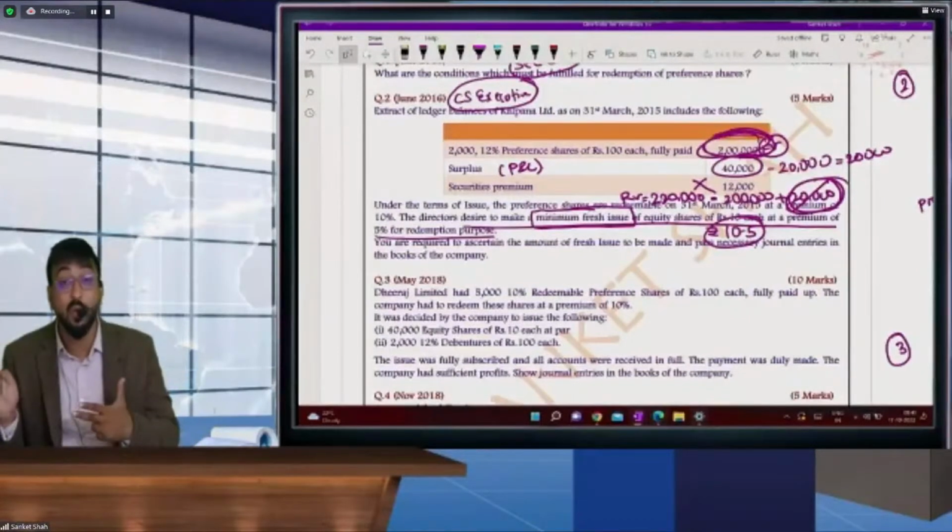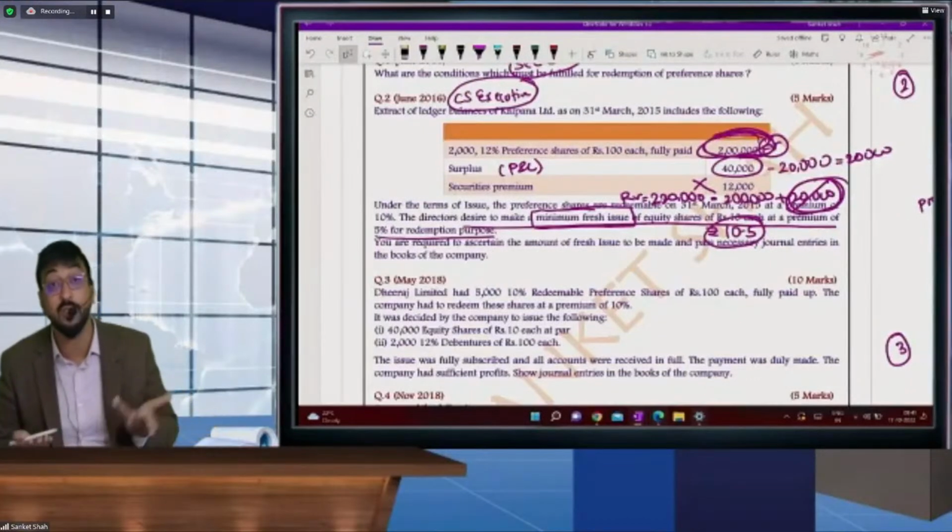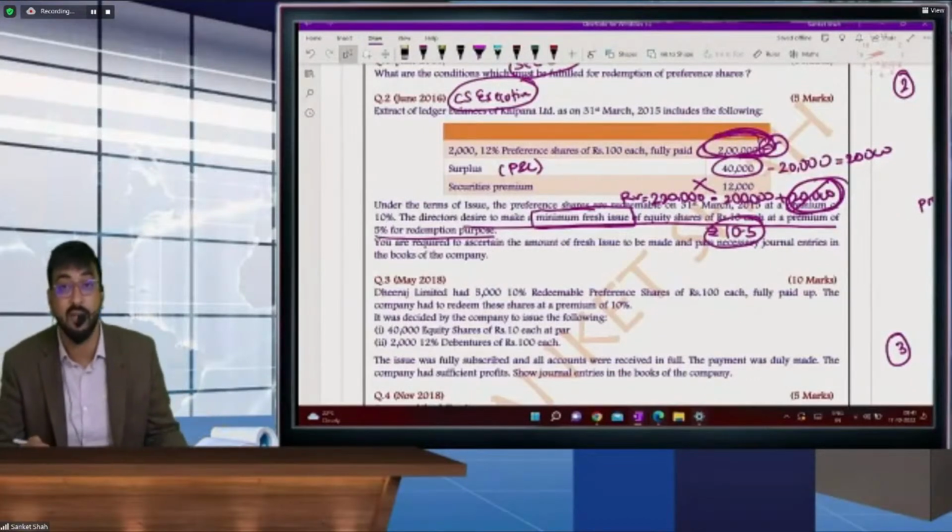2 लाख के बदले में 2,20,000 दिया तो मेरा लॉस होएगा 20,000 का. तो वो लॉस में किस में से माइनस करूंगा? सरप्लस में से माइनस करूंगा. तो मेरे पास कितना बचेगा? 20,000. अब 20,000 आउट ऑफ 2 लाख.